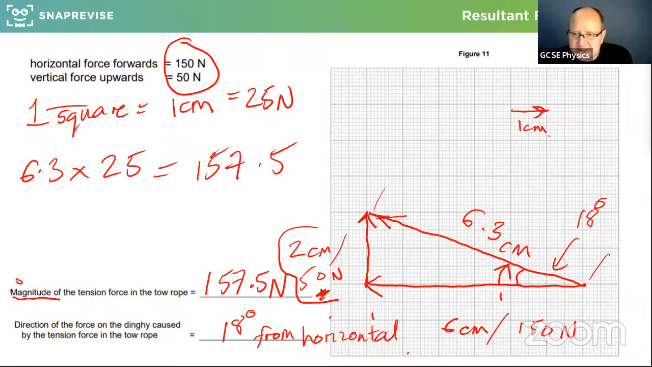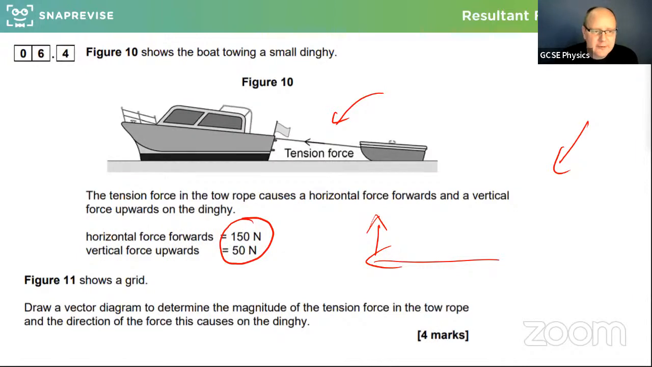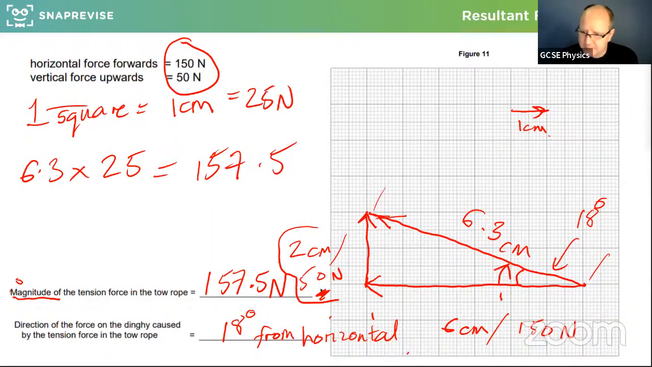Are there any questions on scale drawing? From being given two vectors, two components of a force, 150 horizontally, 50 vertically, and then drawing them to scale to find the resultant force. And that's going to be about as difficult as it gets. So just remember, when you're describing the direction of a vector, use an angle, you should always specify what you're comparing the angle to: horizontal, vertical, north, south, east, or west, whatever the question's context helps you to use.